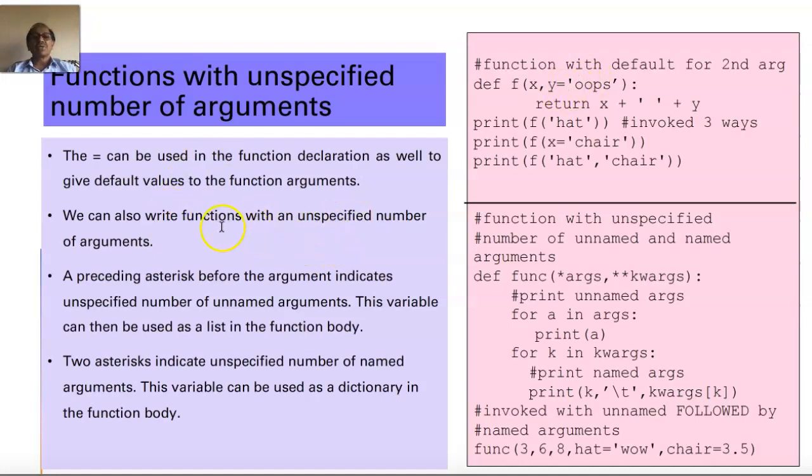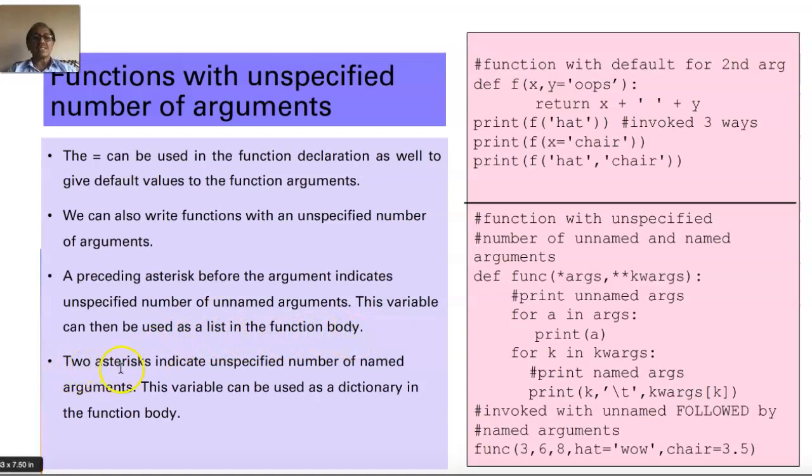Okay, now let's come back to unspecified number of arguments. We can also write functions with an unspecified number of arguments, using a preceding asterisk before the argument. Right? You have an argument in the function. Before that, if you use one asterisk, that is a star, that indicates an unspecified number of unnamed arguments. This variable can then be used as a list in the function body.